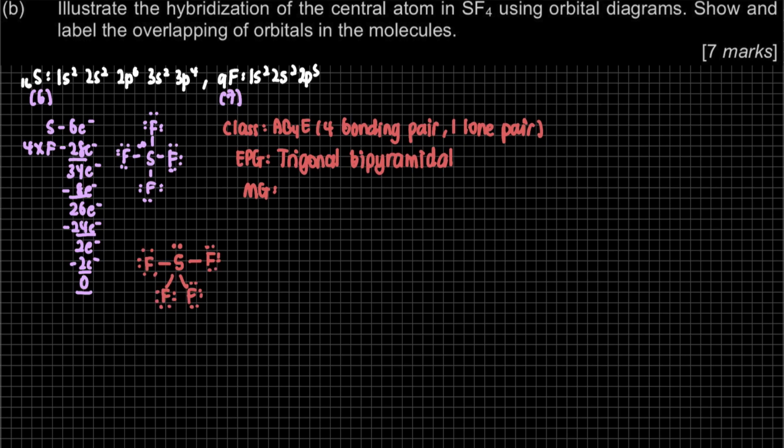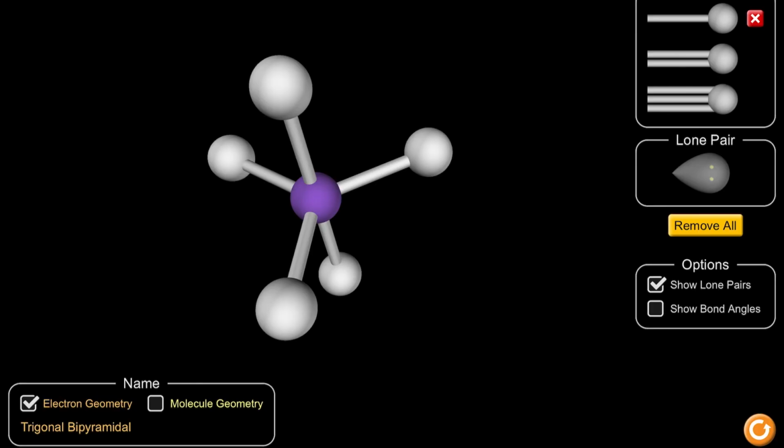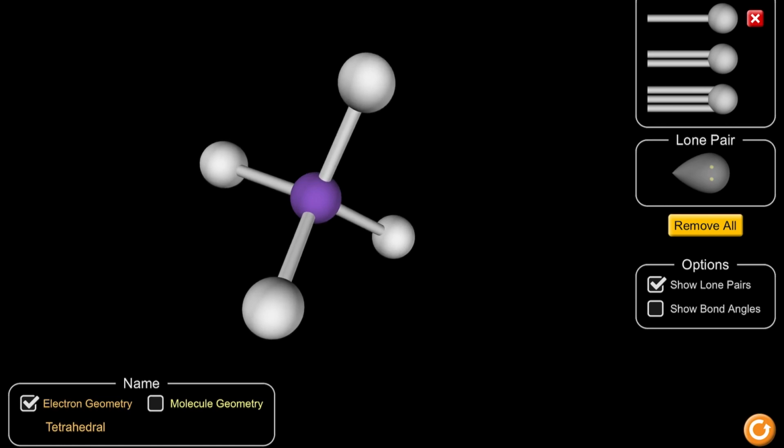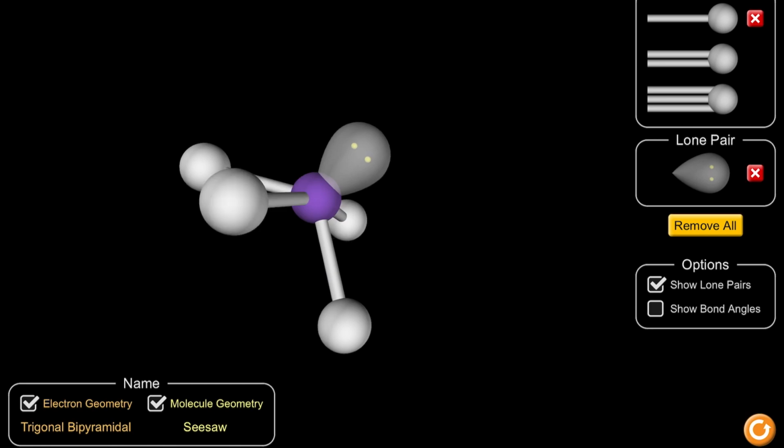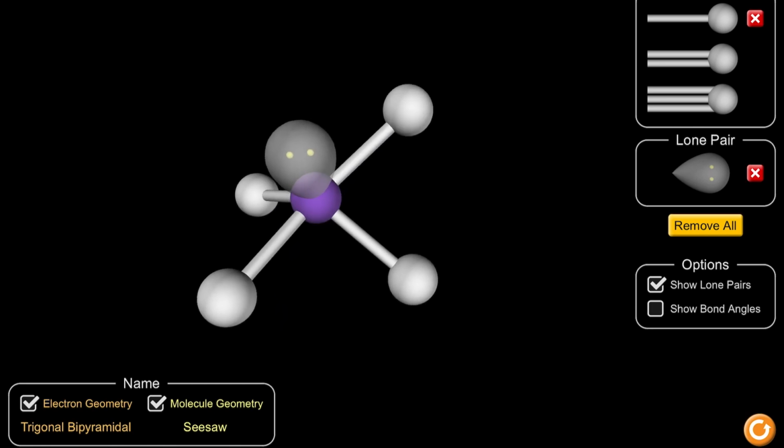So what is the molecular geometry? What's the name for it? The name is seesaw. Again, we can refer back to our simulation. Here we have 5 bonding pairs, but SF4 has 4 bonding pairs. So I'm going to remove 1 bonding pair and add 1 lone pair. The electron geometry is still trigonal bipyramidal if you look at your bottom left, but the molecular geometry name will be seesaw. So this will be our seesaw.